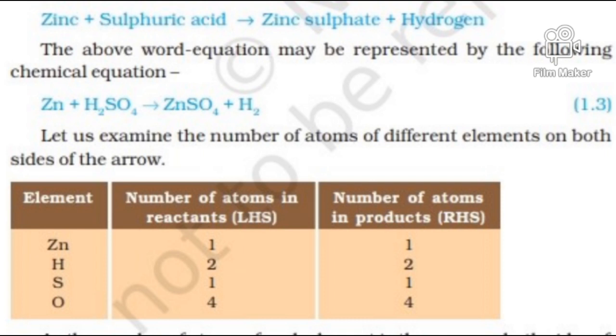Symbolically we represent it as a symbol of zinc. Zn plus H2SO4 gives ZnSO4 plus H2. Now this equation has to be balanced, so we count the number of atoms on both the sides of the arrow.